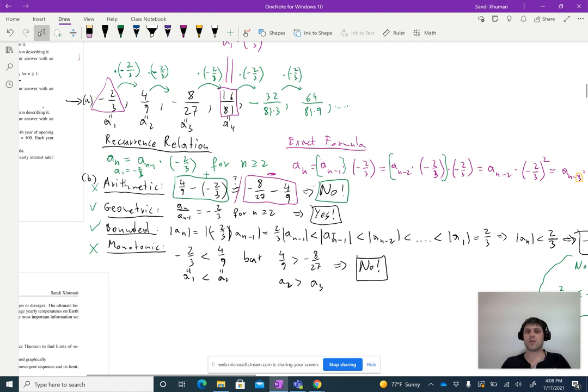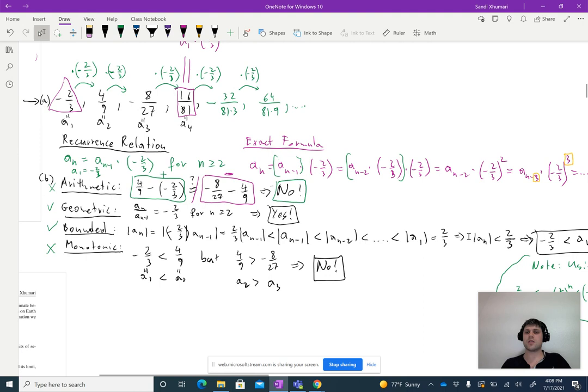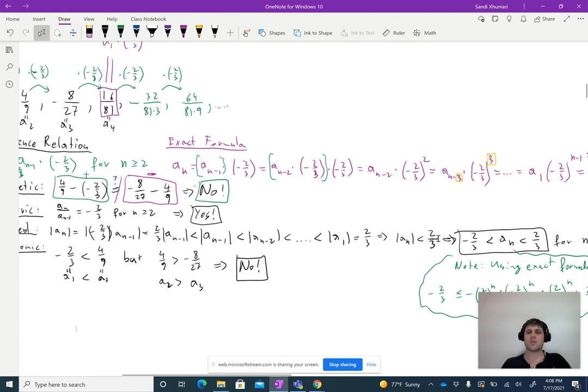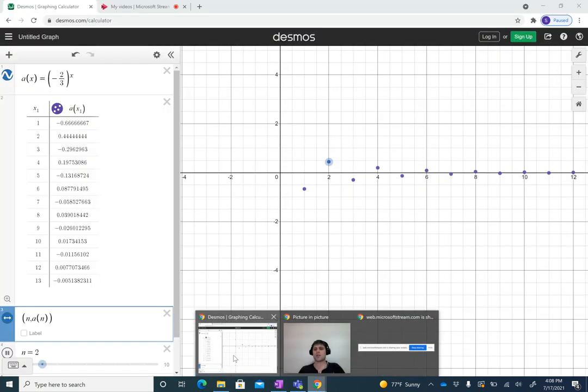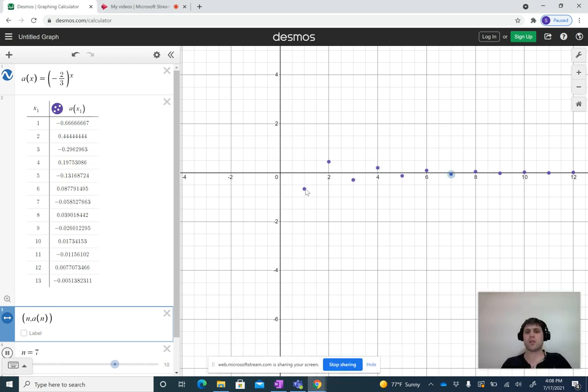And so if you go back in time in this sequence, you're always going to get a bigger number. And all the way going back to a sub 1 in absolute value, that's 2/3. So we have a sub n in absolute value less than 2/3, which means a sub n is between negative 2/3 and 2/3. That doesn't mean that this is the lowest possible lower bound.